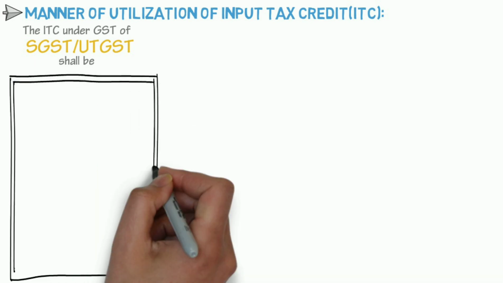Now let's move on to the manner of utilization of input tax credit, which is also an important concept. Now we move on to state goods and service tax and union territory goods and service tax. So the input tax credit under GST of SGST or UTGST shall be first utilized towards the payment of output SGST or UTGST respectively. Then it can be utilized towards the payment of output integrated goods and service tax. From this, we can conclude that input tax credit of SGST or UTGST cannot be used for the payment of output central goods and service tax.